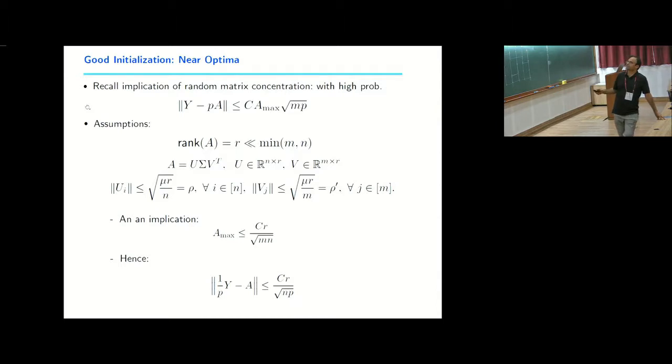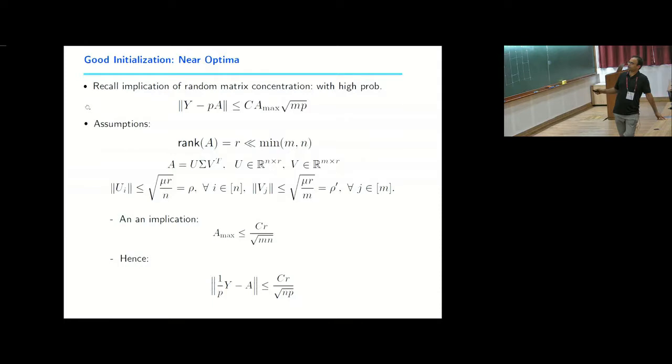Okay, so remember that we had argued that suppose Y is the noisy matrix, this is its mean, and the deviation has a spectral norm that scales like square root of MP. Okay, this is what we saw yesterday. If you carried out an argument like this, you will convince yourself of that as well. Okay, so we know this.